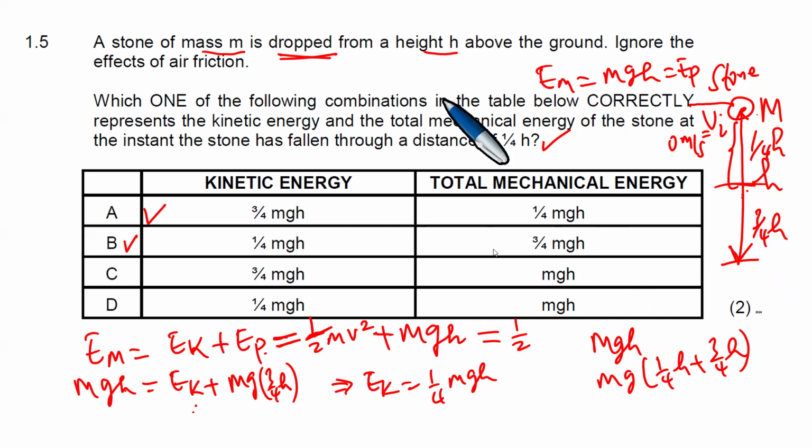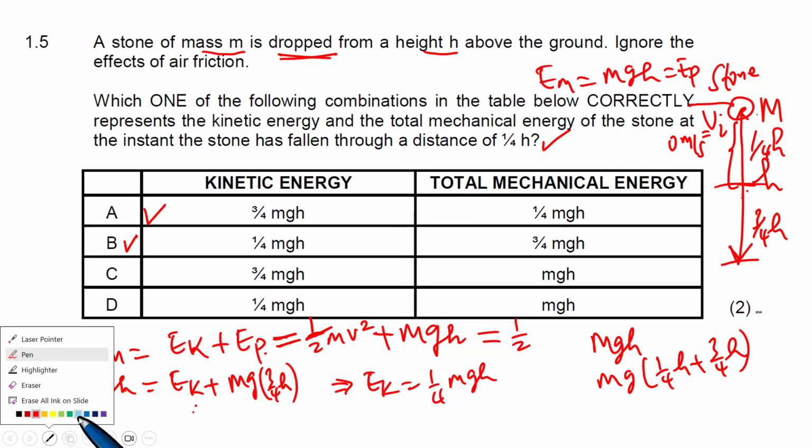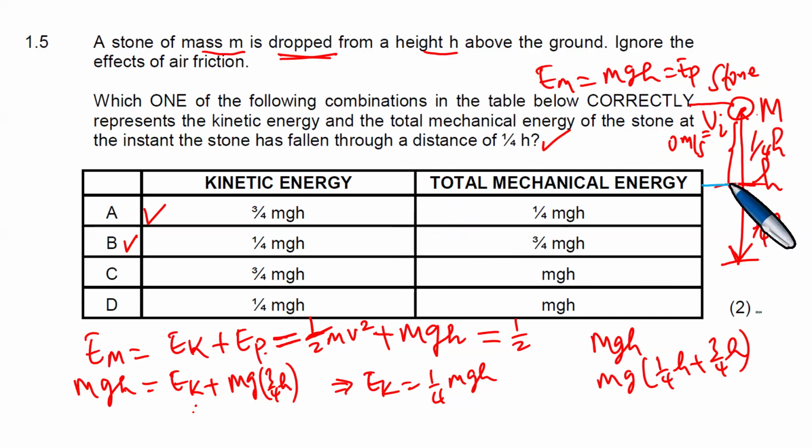Let's reason this together again. In the exam, they ask you about potential energy, which is the energy possessed by an object by virtue of its height. So if we want to get the total energy at the highest point, it is mgh. That is the total mechanical energy the object has.